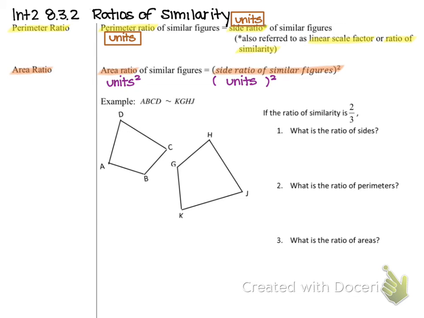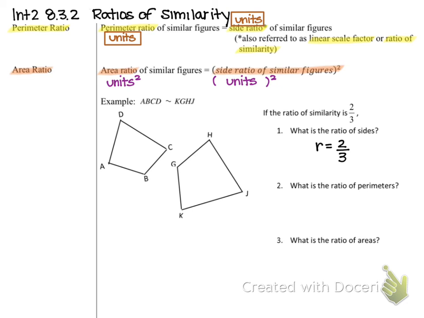All right, so we've got this shape. We're being told that the two shapes are similar to each other. So if we have the ratio of similarity is 2/3. Remember, the ratio of similarity is another name for the linear scale factor. It's also the same as the zoom factor. It's also the ratio of the sides. So I would say the ratio of similarity, which we actually call R, is also going to be 2/3. So ratio of similarity is going to be the same as the ratio of the sides.